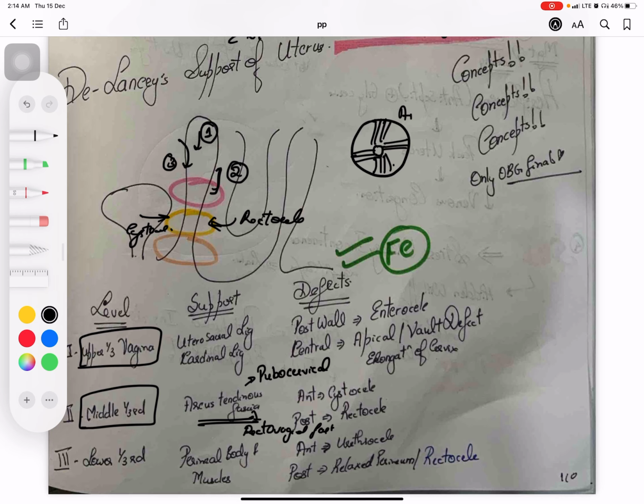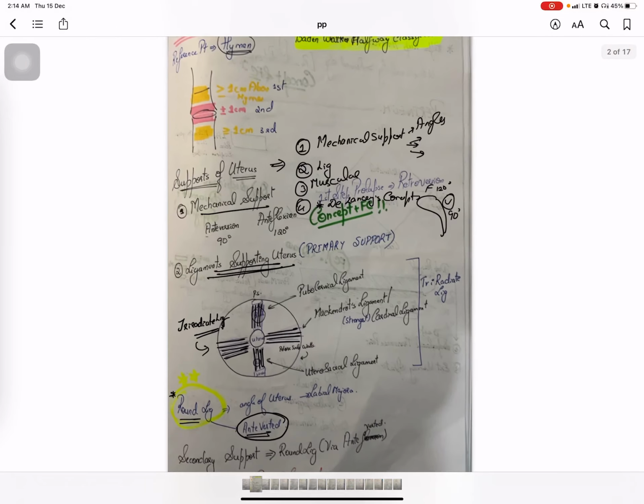The third one is going to be a defect in the perineal body and the muscles supporting it. So perineal body, urogenital diaphragm. Any issue here, anteriorly we have a urethrocele. Posteriorly we will have a relaxed perineum. We can also have a gaping introitus. So this much must be mentioned when you have support. Okay. So supports of the uterus done.